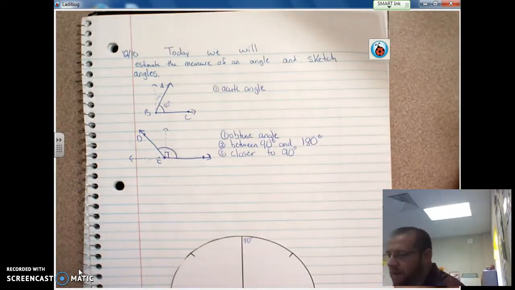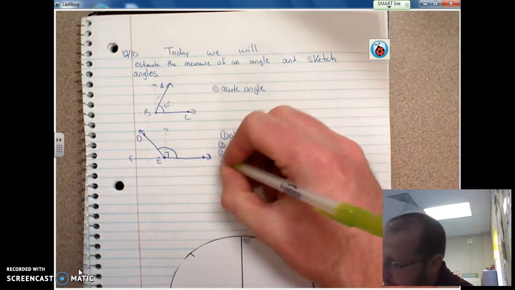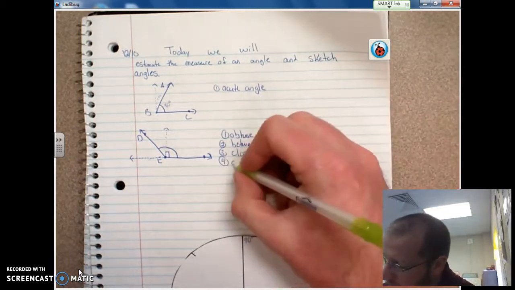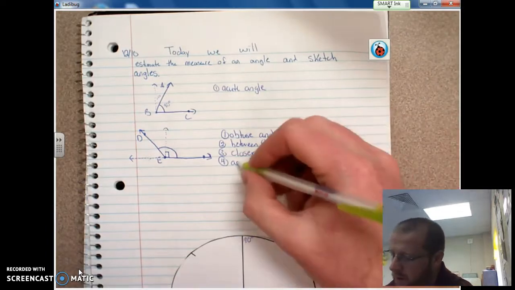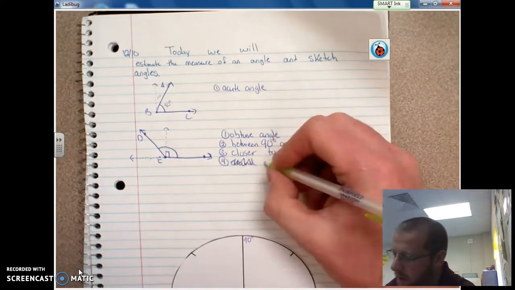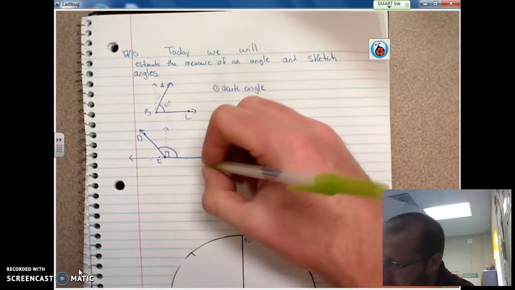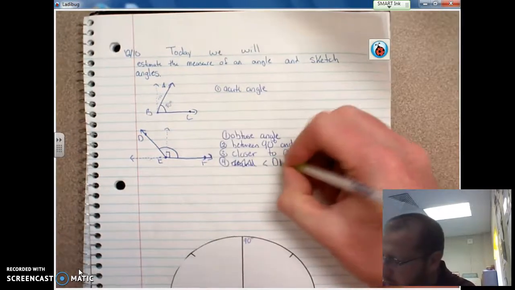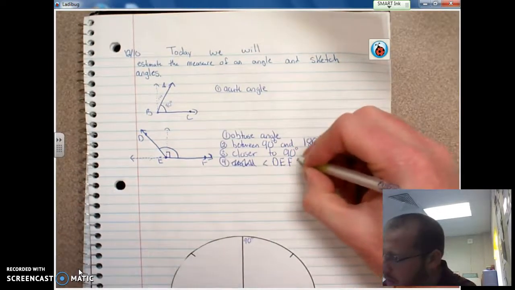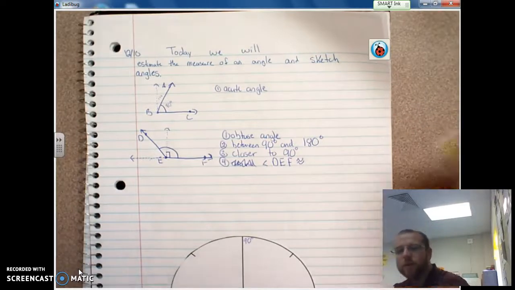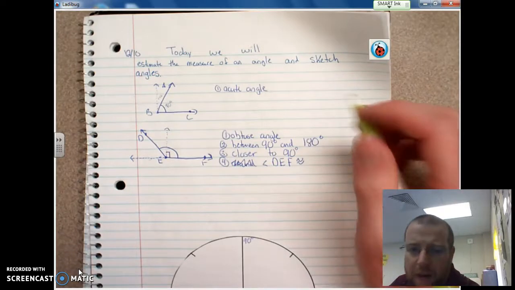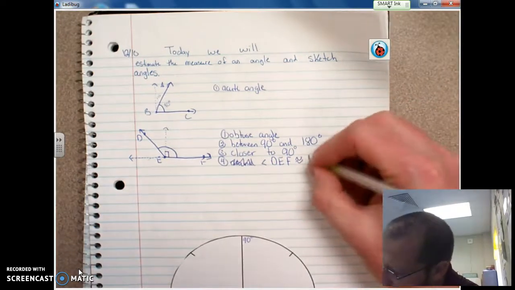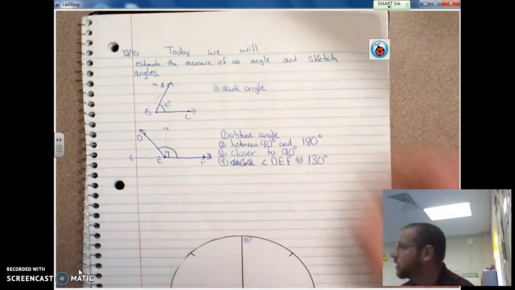So my estimate for this angle, angle DEF, I'm going to use that squiggly equal sign, which means about. Angle DEF is about, I'll say maybe 130 degrees.